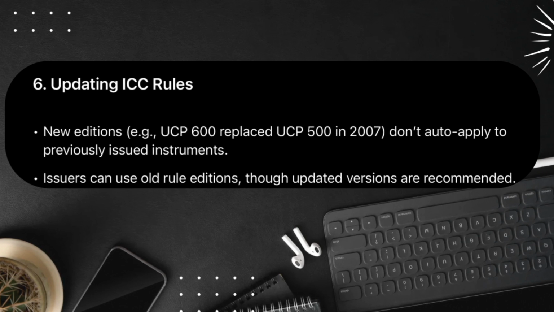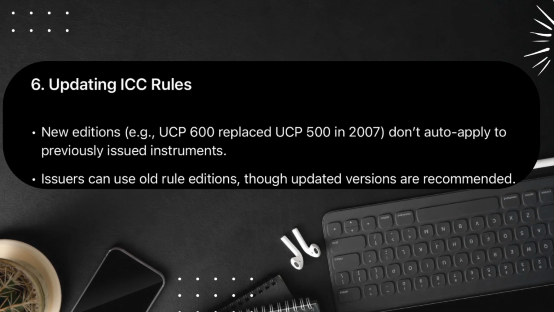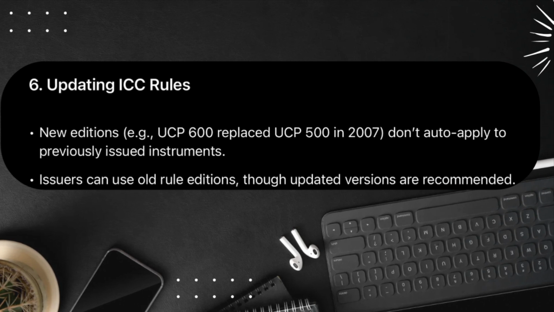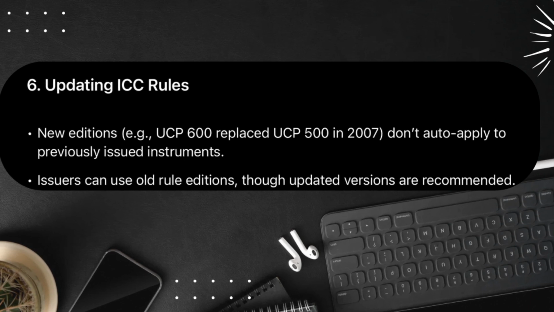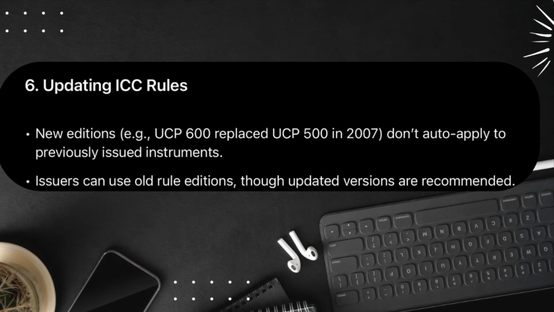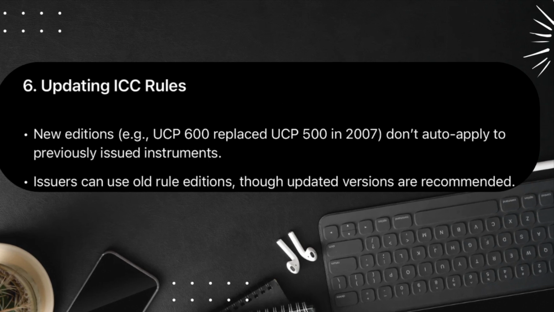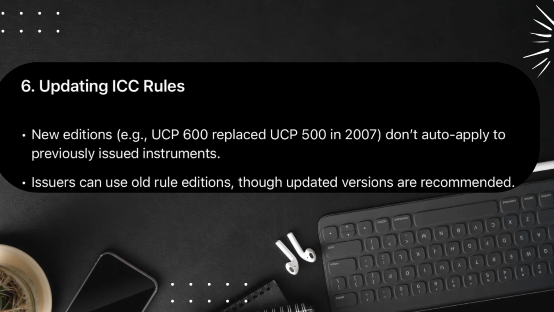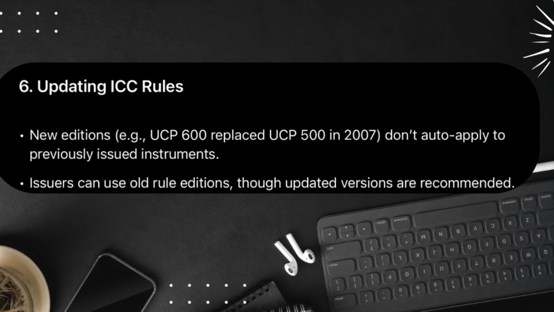Once the instrument is issued incorporating a set of rules, the chosen edition of the rules governs the instrument for the life of the instrument, even if a new edition comes into effect in the meantime. Second question: is it permissible to incorporate an old edition of the rules into the instrument, notwithstanding that a new edition has come into effect before the instrument is issued? The answer is yes, but this is not recommended because the old rules will not reflect the latest developments in international practice. In short, each version of ICC rules remains effective for an instrument's lifetime.